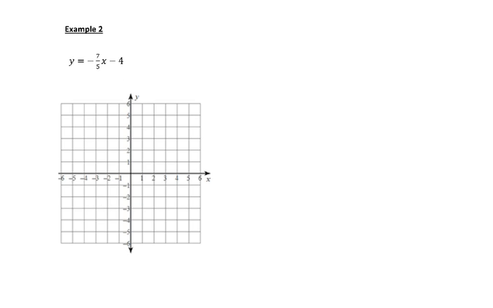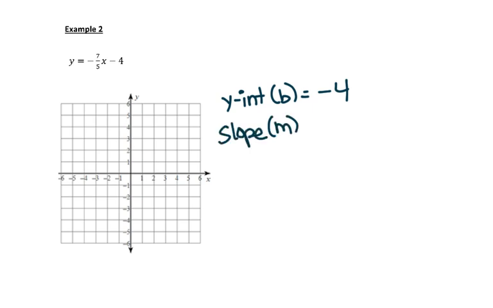Okay. Second example. So my y-intercept, which is our b value, is going to be -4 because it says -4 here. Our slope, which is our m value, is going to be -7/5. Now take a look here. This slope in the equation, the negative symbol is in front of the whole fraction. Notice that I only put it with the top number. So when you have a negative slope, put it only with the top number and make the bottom number positive.